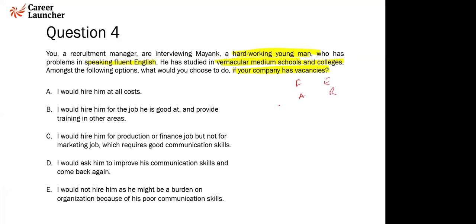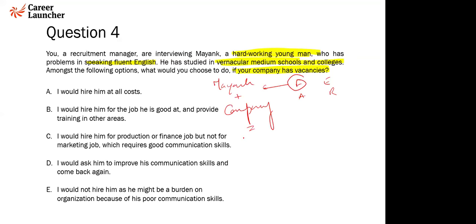This comes into play because there's no criteria given. You are a recruitment manager. Mayank is a hardworking young man who has problems speaking fluent English. He has studied in vernacular medium schools and colleges. Which of these would you choose? And here, you should be fair to whom? You should be fair to Mayank and the company you are working for. You cannot just say, give Mayank anything and it harms the company. No. You are a recruitment manager. You have to recruit the right people for the posts which are available.